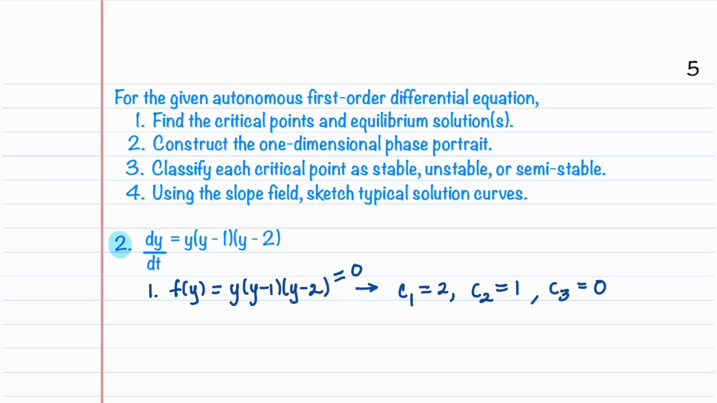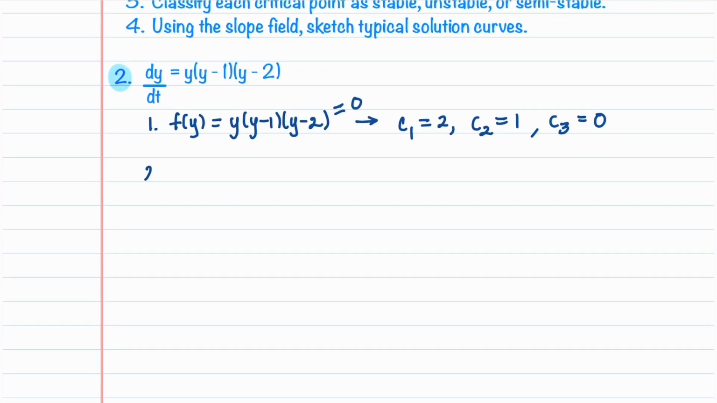is equal to 0. Let's go ahead now and construct our phase portrait. Gonna have to make this pretty big because we have 3 critical points. We have our critical point 2, we have 1, and we have 0. Let's do the analytical method first.